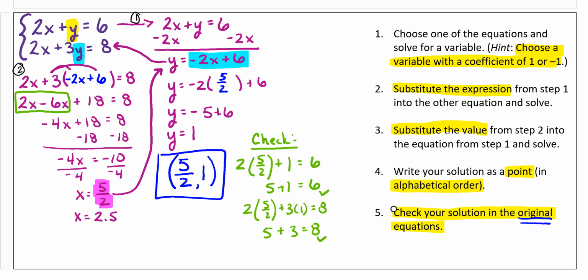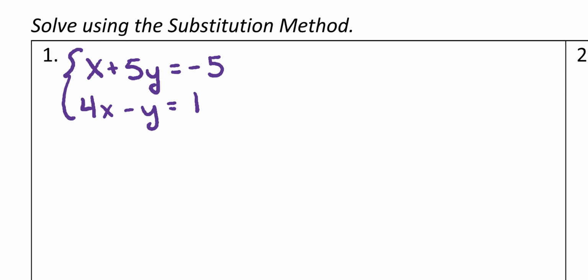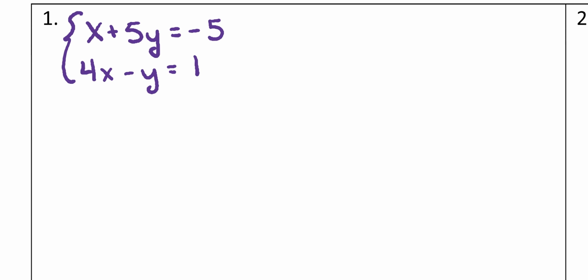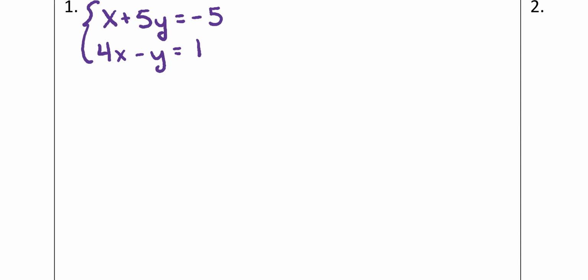But if it did not work in both of these equations, I would want to go back and recheck my work and make sure I didn't make a mistake. Okay, so let's try another one. So number 2, we have x plus 5y equals -5, and we have 4x minus y equals 1.